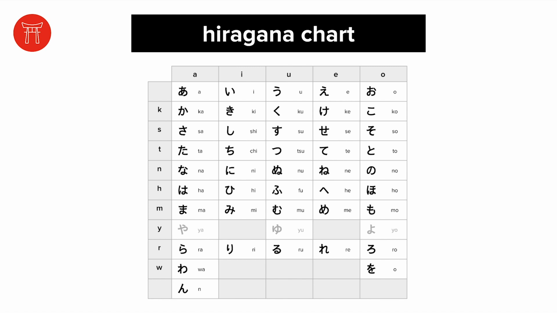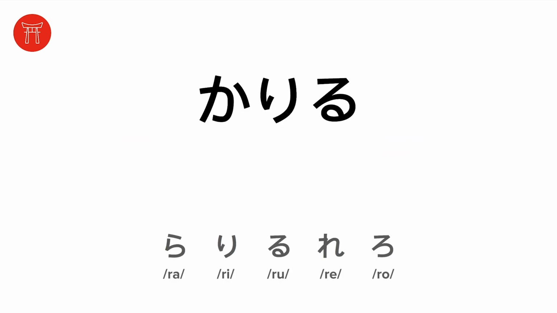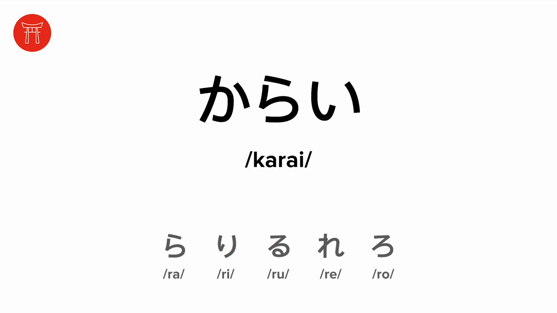Let's skip the next one for now and try this row first. Ra, ri, ru, re, ro. As you can tell, although we do use R in this row, it doesn't sound like the English R. In fact, it sounds like something in between the English R and L sounds. Ready to try? Ka, ri, ru, kariru. This is a Japanese term for to borrow. Ka, ra, i, karai. It means hot or spicy.